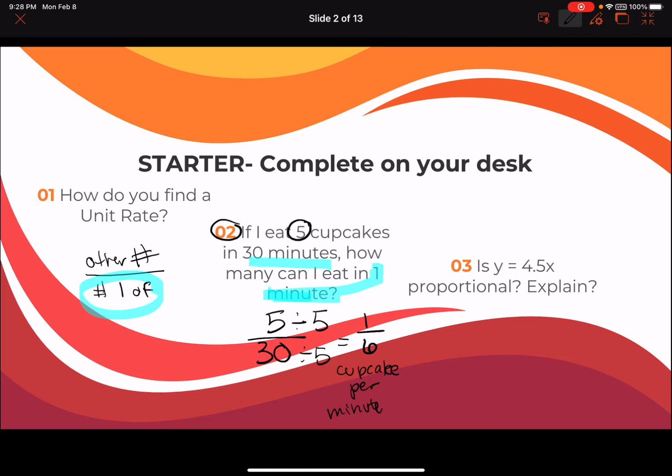Okay, question number 3 is y equals 4.5x proportional? Explain. Yes, it is proportional, okay? Because there is no addition or subtraction, we know that it is proportional. Now remember, if this had looked like y equals 4.5x plus 2, because we have that plus 2, it is not proportional, okay? If you have a question on any of those starters, feel free to email me.